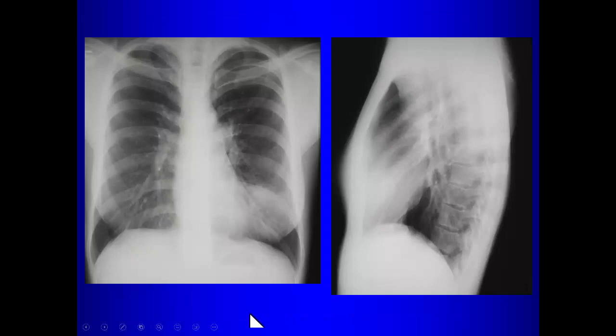Here's another patient with pneumonia. This one's on the left side. If we compare the right here to the left, there's consolidation here. So where is this pneumonia?